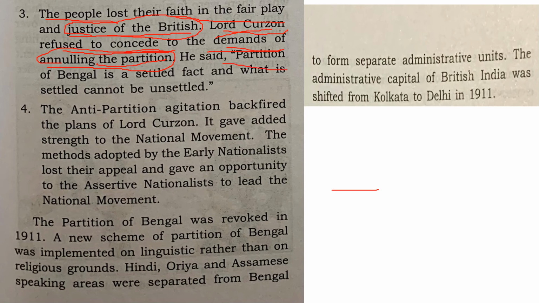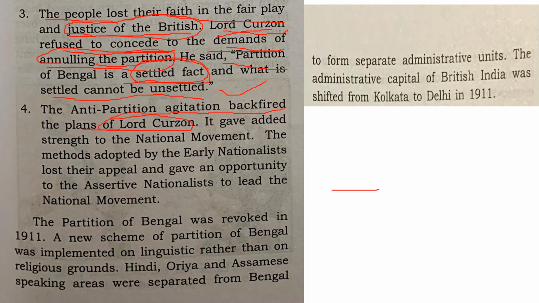He said partition of Bengal is a settled fact. That means the decision cannot be changed, and what is settled cannot be unsettled. So that means it is already taken and done, and there is no way to take it back. That was the reply from Lord Curzon, and it made people lose faith in the British in various parts of India also. And the anti-partition agitation backfired on the plans of Lord Curzon.